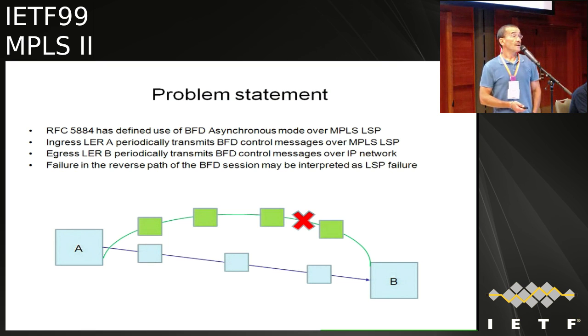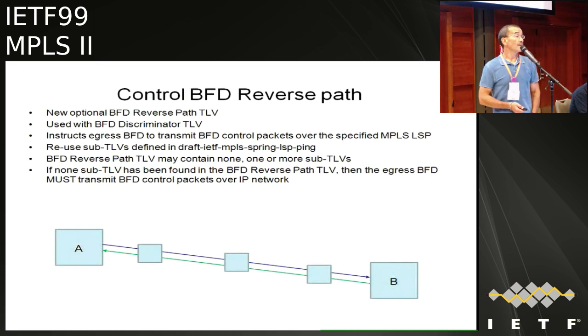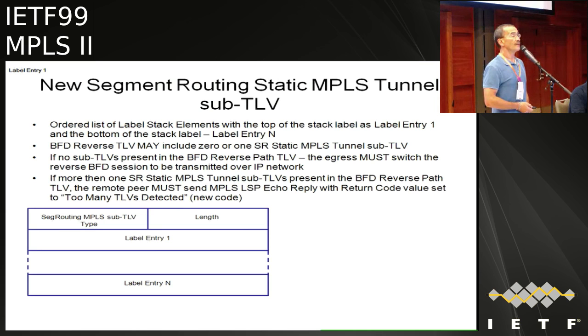So the proposal is to use the BFD reverse path TLV in conjunction with the BFD discriminator TLV in LSP ping to change the reverse path used by the BFD session identified by the BFD discriminator. Spring LSP ping for Spring networks introduces 3 new sub-TLVs, and they can be used to specify the reverse path.